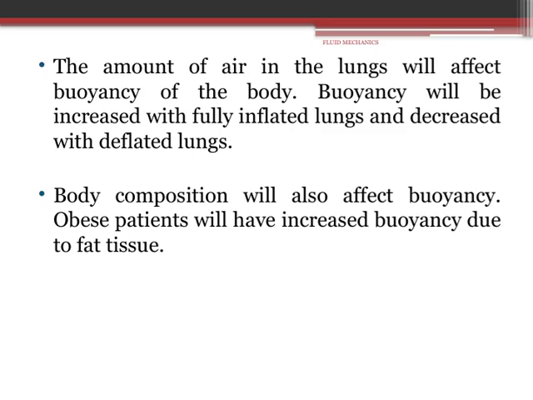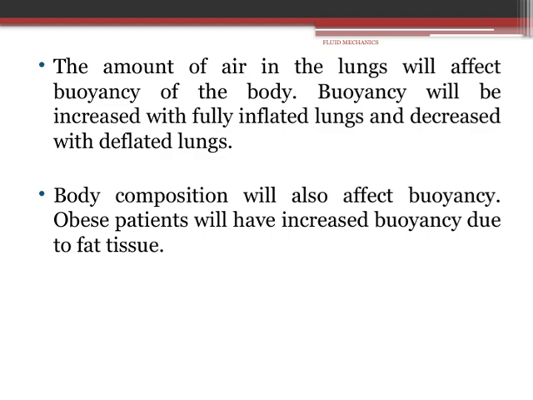When the lungs are fully inflated, buoyancy increases because there's more air acting like a cushion, helping the body stay afloat. Conversely, if the lungs are deflated, buoyancy decreases, making the body less buoyant and more prone to sinking.